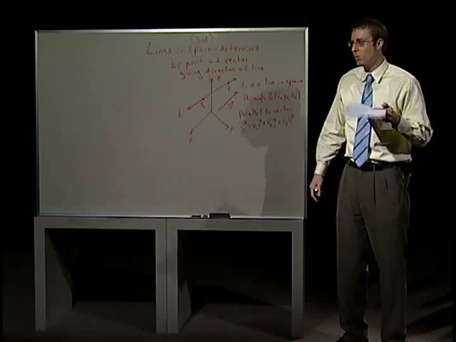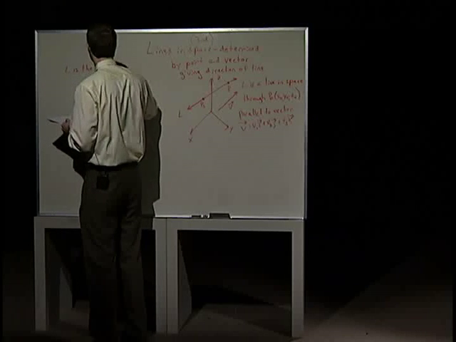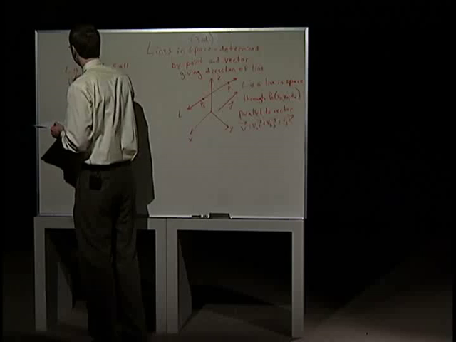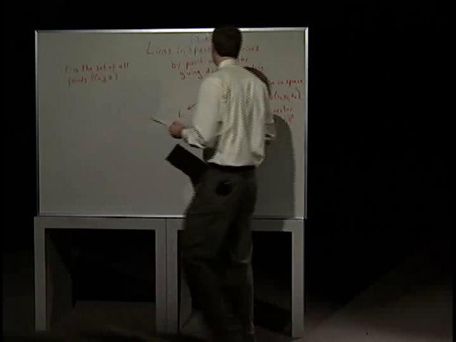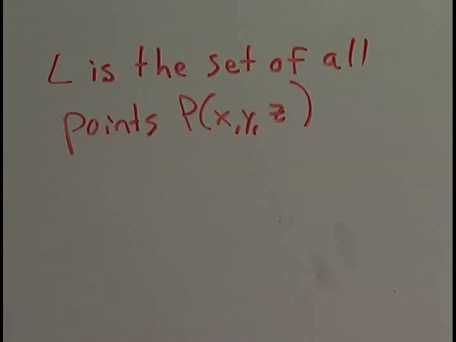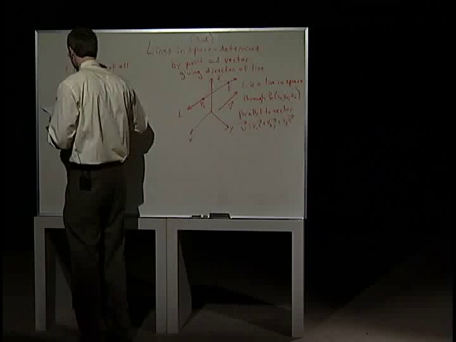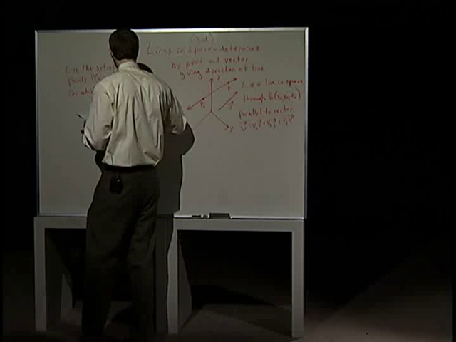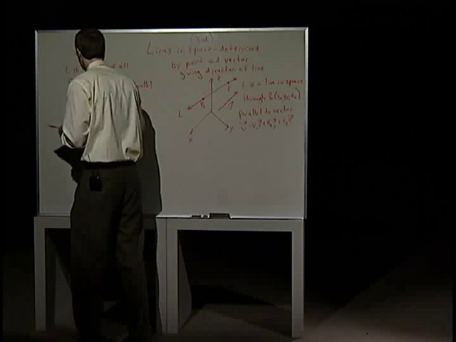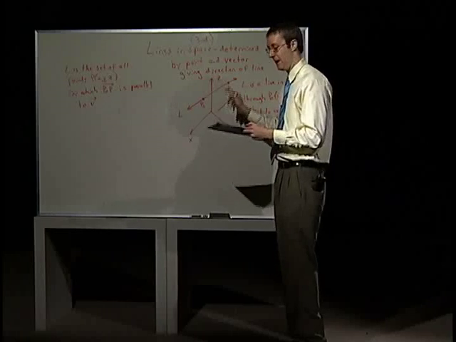What is the line definition-wise? Well, L is the set of all points P with coordinates x, y, z. So all these points along the line, other than P0, are some point P that we care about. There's a set of all the P's that lie on that line, for which the following is true: vector P0P is parallel to v, right? So vector P0P is this vector right here. It's certainly parallel to v, all right?